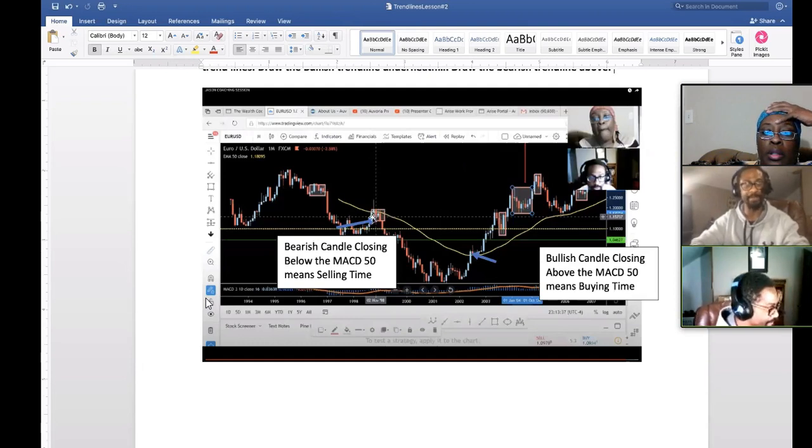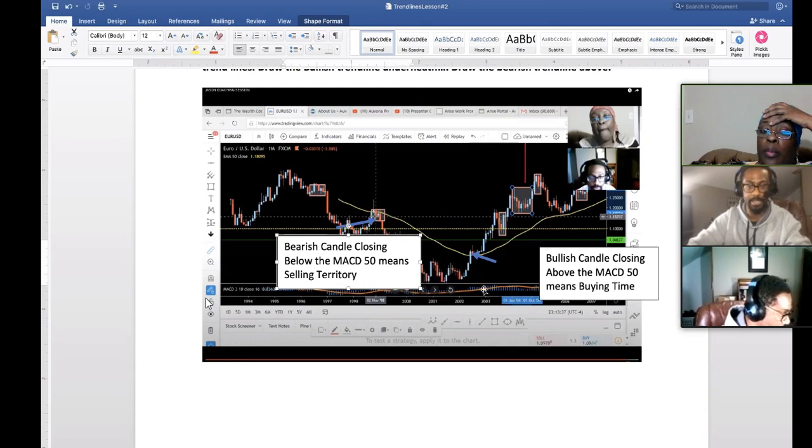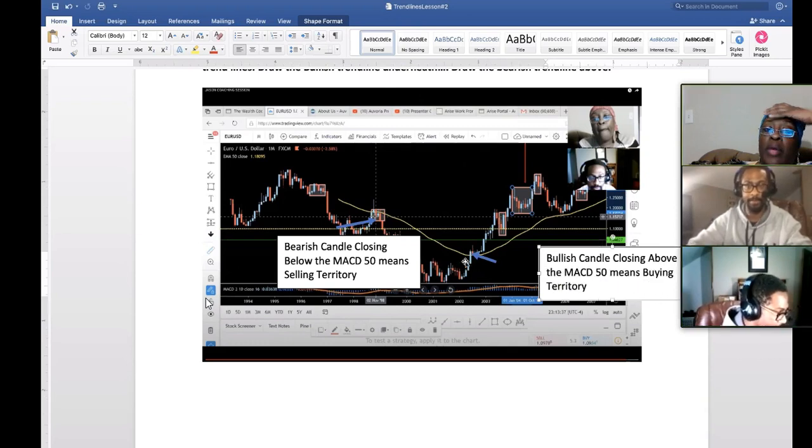All right, so say what it is. Just keep it plain. Bearish candle closing below the MAC 50 means selling time. Yes, selling territory. That's what I would prefer you put, because you don't necessarily sell unless other parameters are met. But under the 50 is selling territory. And you'll see what I mean when we go over the trading plan.